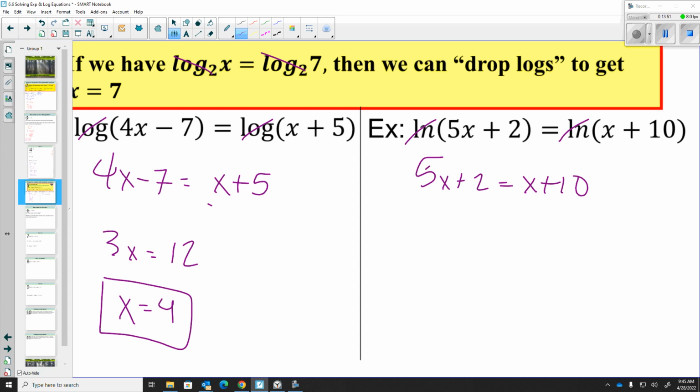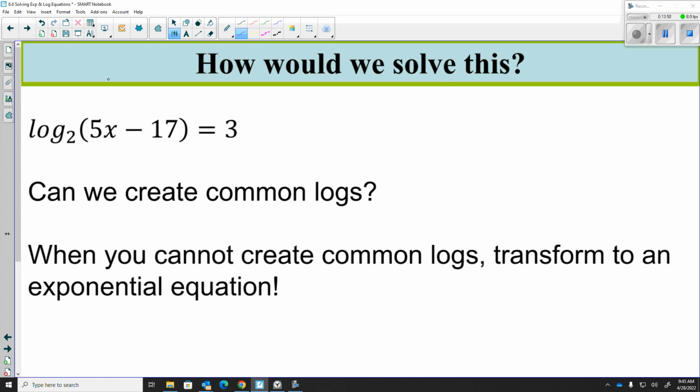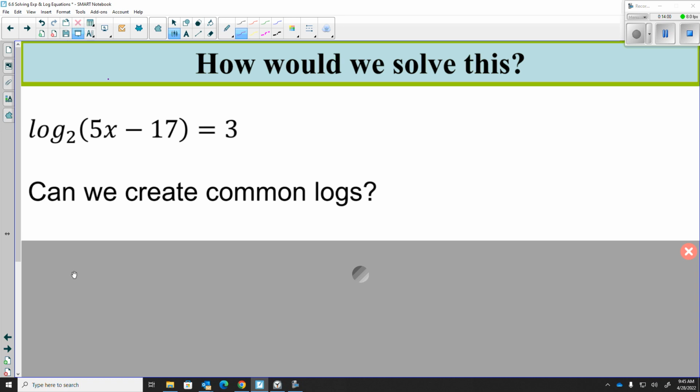So I got to show you the scenario that's a little bit more funky, okay? It's this scenario. You got that. Log base 2 of 5x minus 17 equals 3. Can you drop that log?